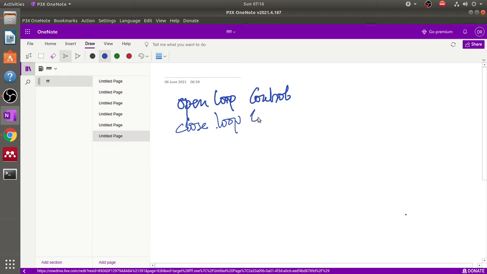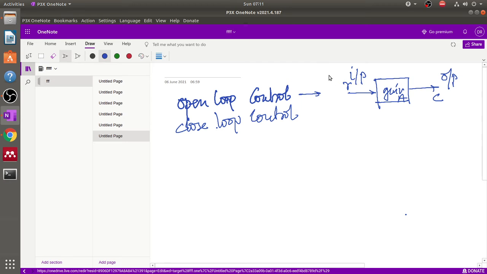So in an open loop control system, basically there is an input R. This is a block which is represented by gain A, and this is output C. So this is the general open loop control system block diagram, where R is the input signal, C is the output signal, and say consider this is an amplifier. In an open loop control system, there is no control over the system because there is no feedback present in the system. That's why it is called an open loop system.